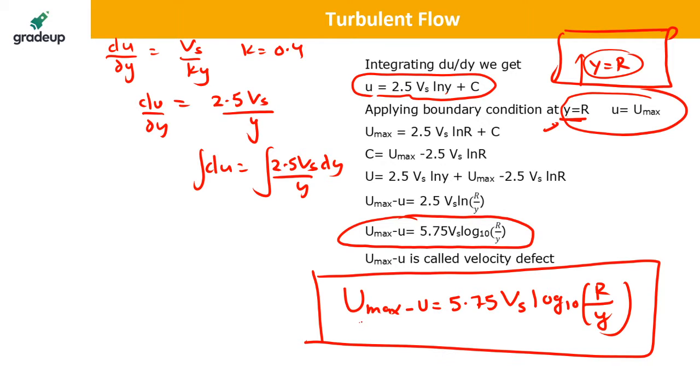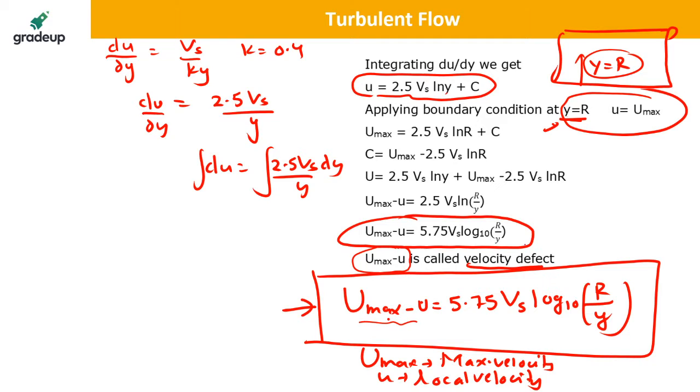This is also called the difference of the velocity, maximum velocity minus local velocity. This is the maximum velocity in the turbulent flow in the pipe, and u is the local velocity. So maximum velocity and local velocity are related by this relation in the turbulent flow in the pipe, and the difference of maximum minus local velocity is called velocity defect. Sometimes they can ask you to find the velocity defect.